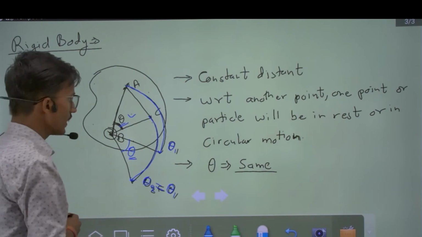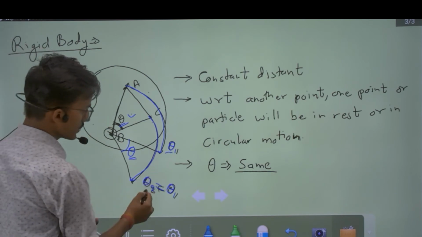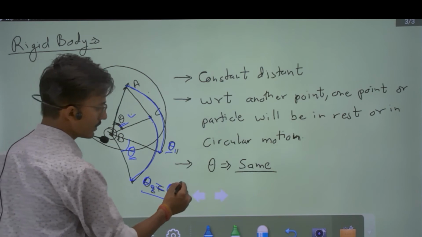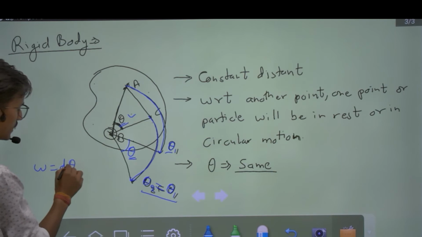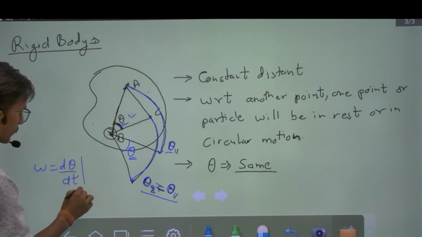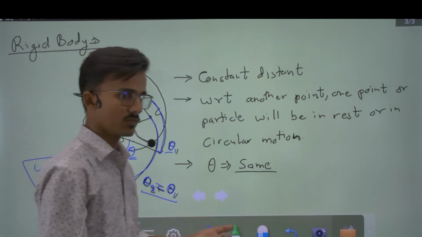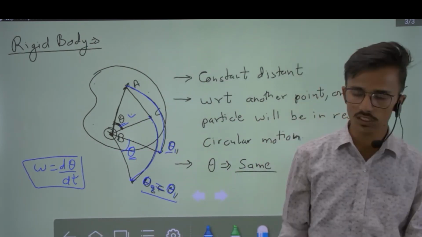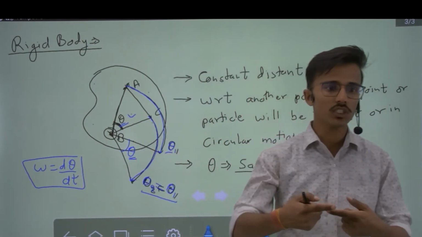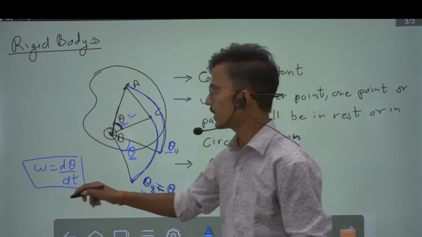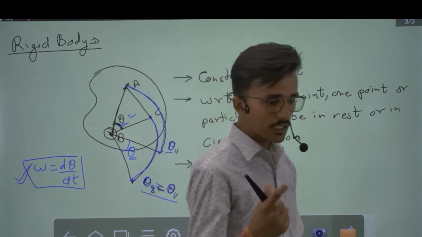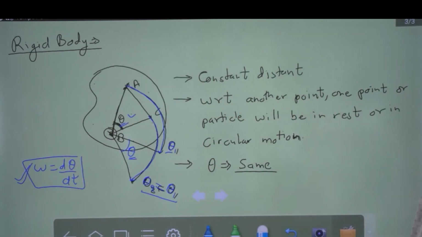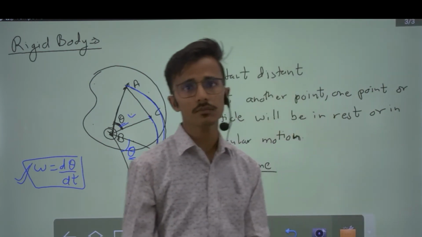Okay, now if the theta for both points is the same, then if you calculate the omega, what is omega? Omega is d theta by dt. So if every point is rotating with the same angle, not constant angle, then this omega will be same as well. So that's why the angle between 3 points will always be same. That's why omega of every point will be same. Okay, clear? Any doubt in this thing?